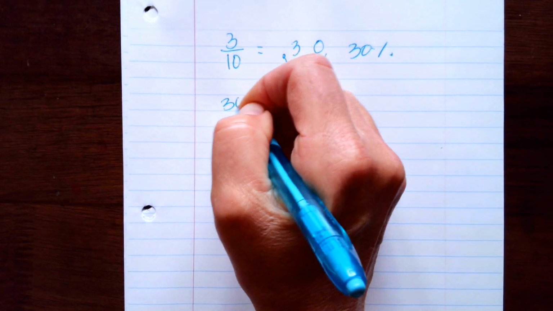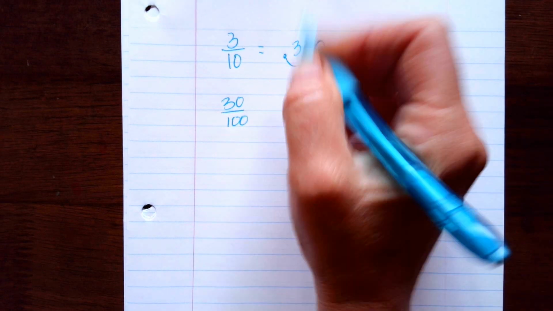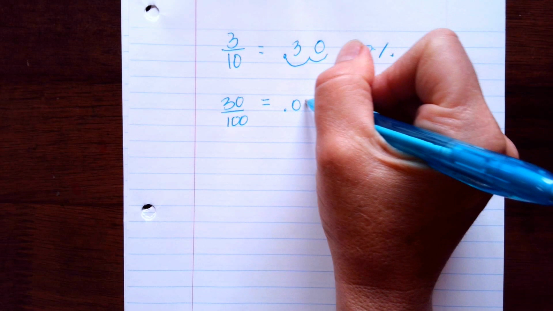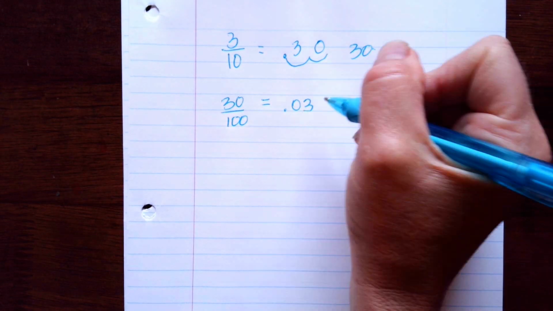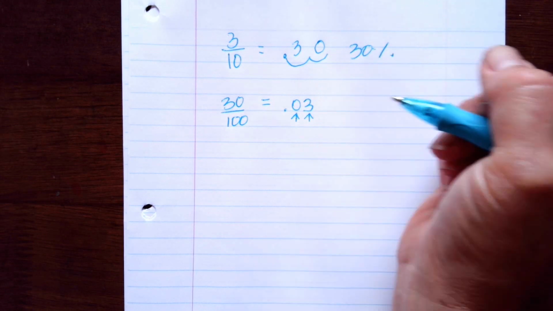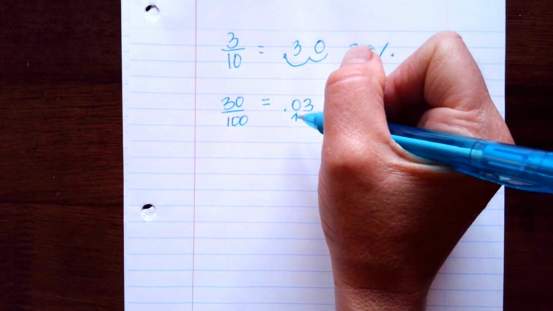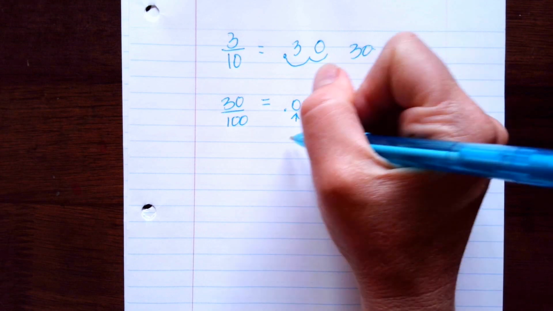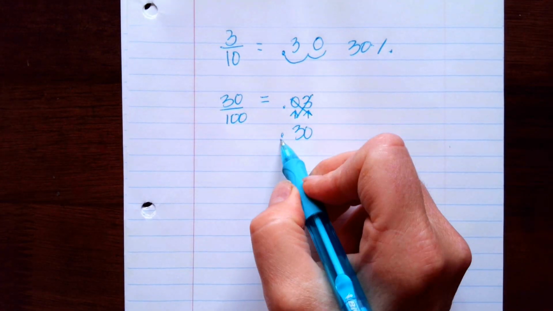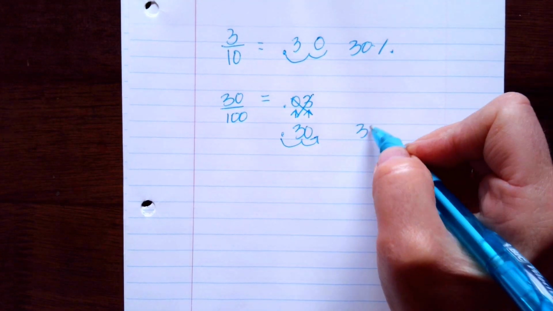If it was over 100, then we would do 0.03. So this right here could move over and 0.30, sorry. And then we move over 1, 2, it's 30%.